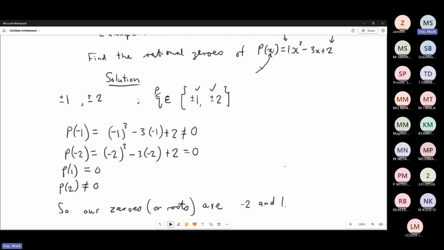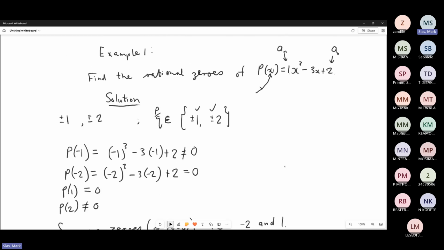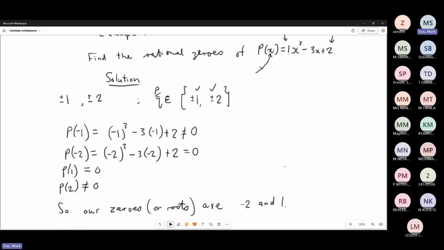Looking at the factors of A naught and the factors of AN, and then putting in that form P over Q. So we had 4 possibilities there, but only 2 of them satisfy the equation P of x equal to 0. Right. So any questions at this stage, guys? Any questions before we proceed? So the rest builds up on this. It doesn't get too serious. It just builds up, but you must understand these.